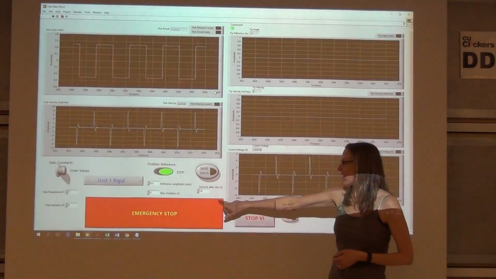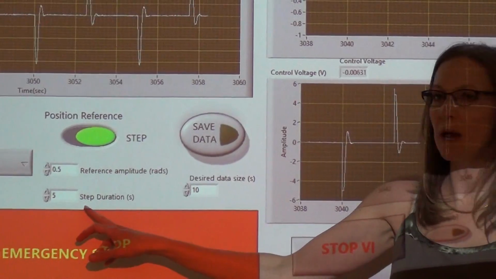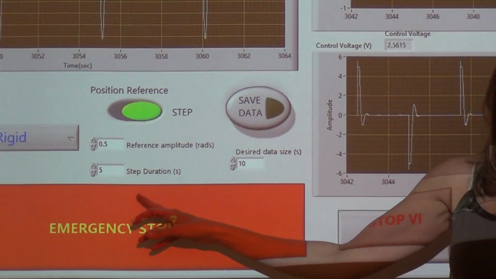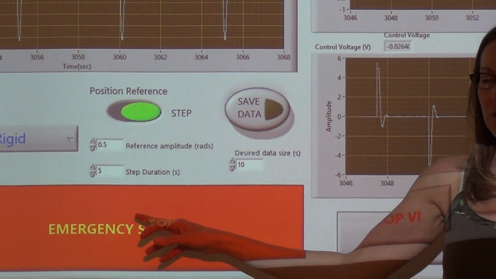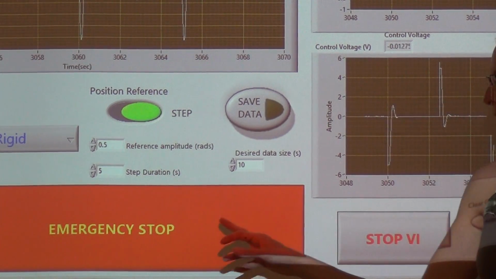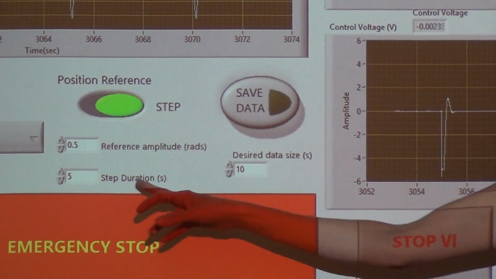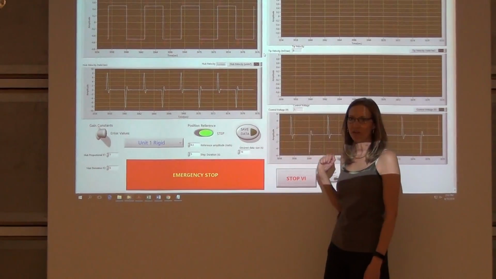And this is your desired data size. Your desired data size needs to match up with your step duration. If I have this set to 1 second and my step duration is 5, I'm not even going to get an entire step of data. That would be useless. So you want to make sure that your data size is probably at least 2 or 3 times larger than your step duration, so you can get a couple cycles in the data file.